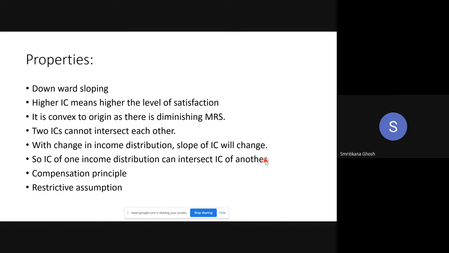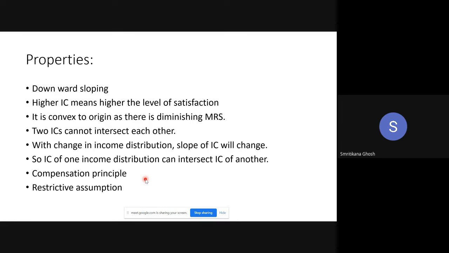If the income distribution in the economy is changed, the preference will also change. And that is why you can draw a different set of indifference curves for different income distributions. And if it is for a different situation, they can intersect, just like the indifference curves of two individuals. Here, it is the indifference curves for two different income distributions.